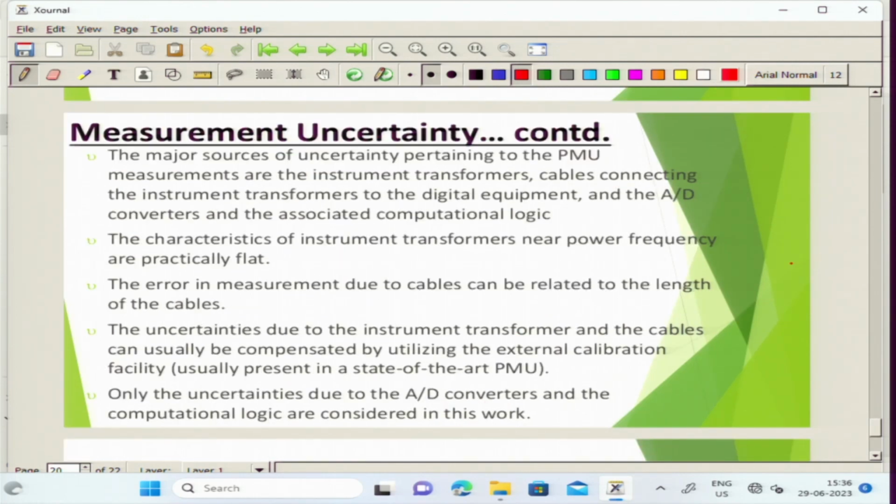The major sources of uncertainty pertaining to the PMU measurements are the instrument transformers, the cable connecting the instrument transformers to the digital equipment, and the A to D converters and the associated computational logic. The characteristics of instrument transformers near power frequency are practically flat. The error in measurements due to cables can be related to the length of the cables. The uncertainties due to the instrument transformers and the cables can usually be compensated by utilizing the external calibration facility usually present in state of the art PMUs, and only the uncertainties due to the A to D converters and the computational logic are considered in this work.